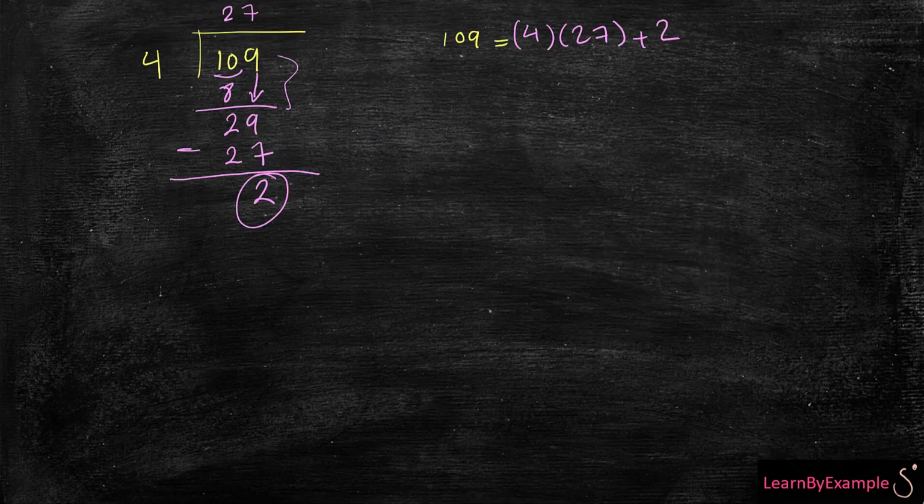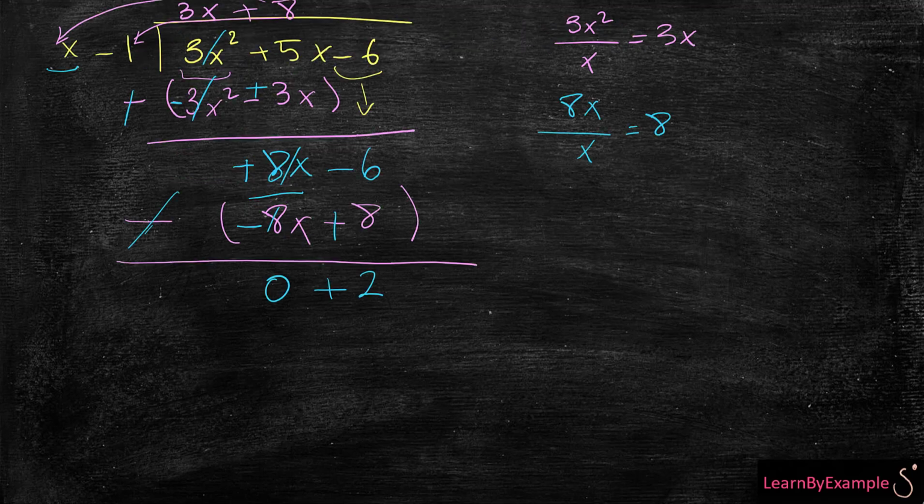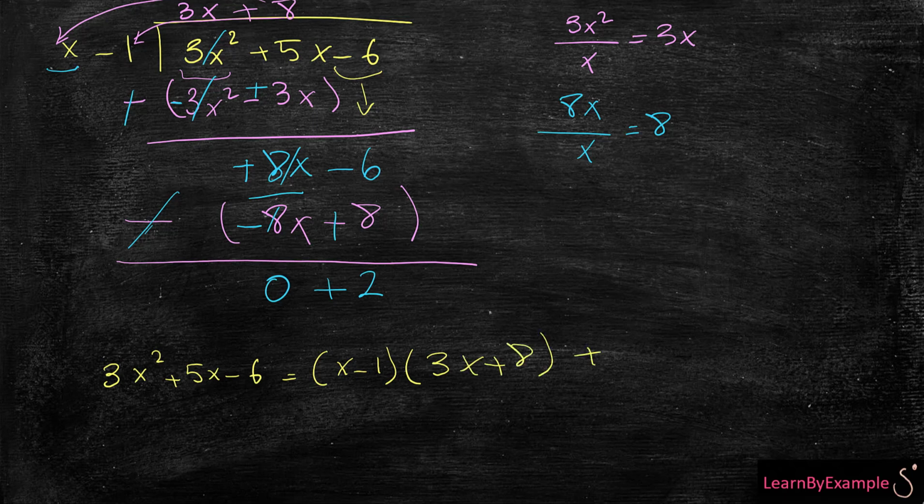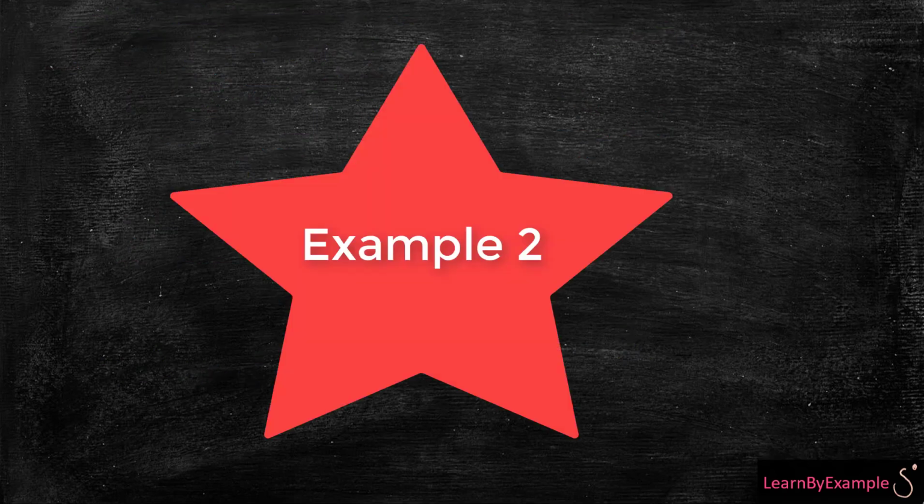Therefore, the way I did it here is that I had 109 equal 4 multiplied by 27 plus the 2, which is the remainder. I'm going to do the same thing here. So if I were to rewrite this expression, I will write 3x squared plus 5x minus 6 is equal to x minus 1 times 3x plus 8, plus 2. Right? That is the final answer.